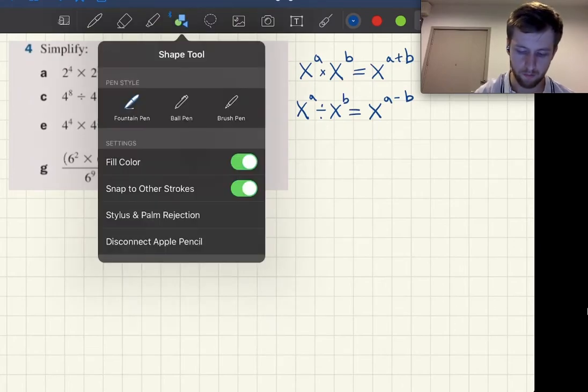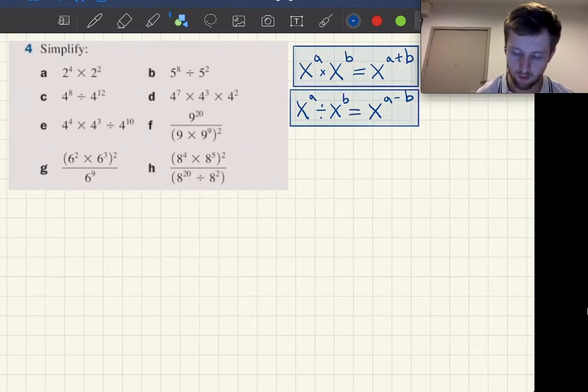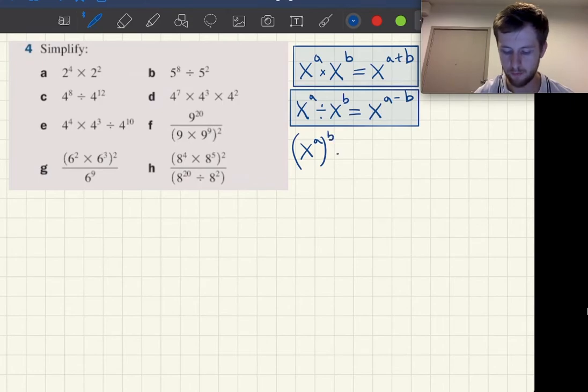Again, these are the laws. I will try to make them look nice, like this. And then one more law is if we have x to the power of a, and then brackets and then to the power of b, it's equal to x to the power a times b, like this, another law.